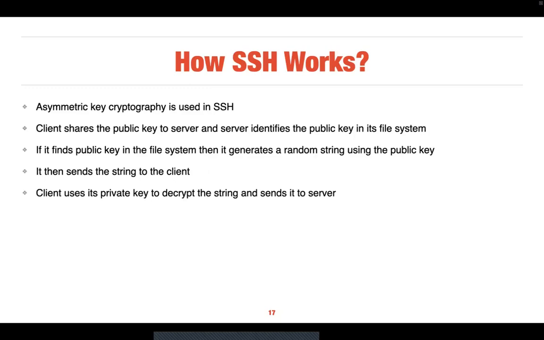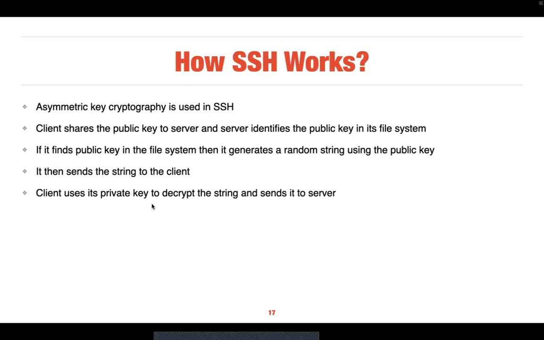Now the client has a private key that is paired with that public key. Only that private key which I have can decrypt that string. No one else can decrypt that string. So if anyone hacks that string over the network, they cannot decrypt it. Only I will be able to decrypt that string.